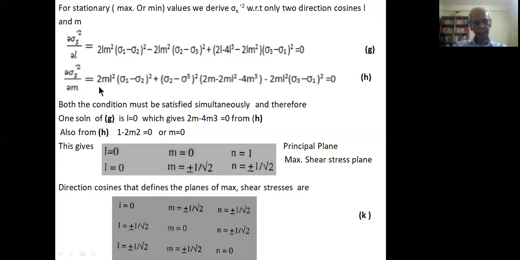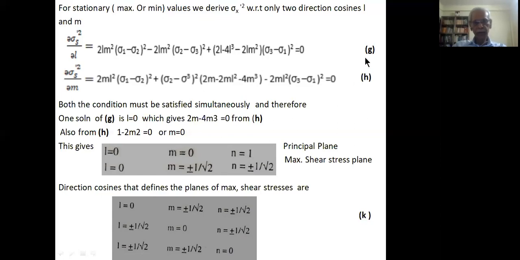equation H, which is ml square, sigma 1 minus sigma 2 square plus sigma 2 minus sigma 3 square, 2m minus 2ml square minus 4m cube minus 2ml square sigma 3 minus sigma 1 square is equal to 0. Now, to find out the maximum value, both these equations G and H must be satisfied simultaneously. So how do you do that?